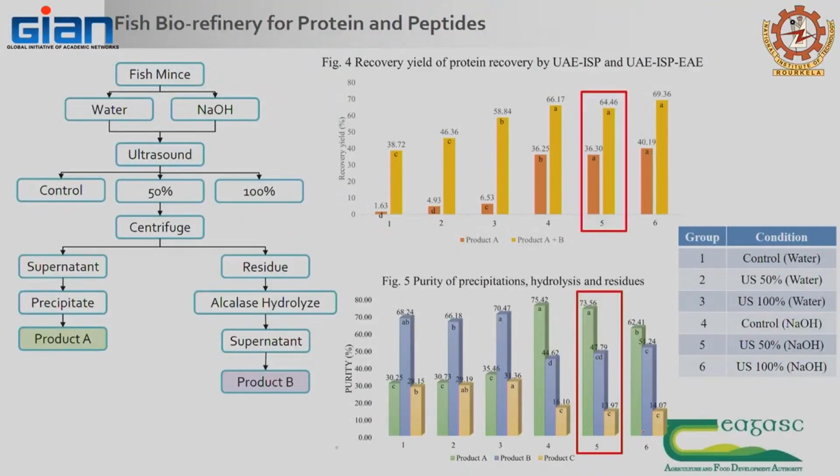Sorry, this one. Now, if you see the fish biorefinery, the target was to produce protein and peptides. Yeah. Minced fish, this is the experiment you are doing, adding into water, or you have added already, yeah, in water or in alkali. You are not doing this part. After this, when you centrifuge it, you get your supernatant and you get your residue. Yeah. This supernatant, if you precipitate with acid, you get your fish protein.